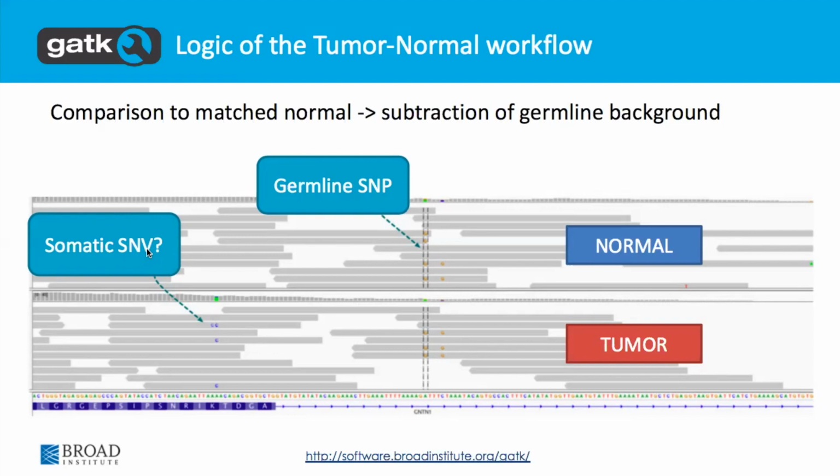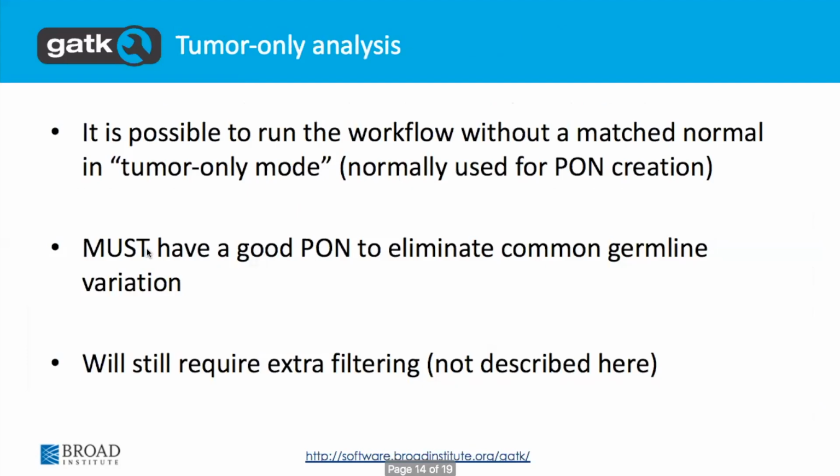If you don't have a matched normal, you can still run what follows. The problem is that you will not have as much power to eliminate the normal variation, and you'll just have to do extra filtering. But having that normal available is very important. And there's the slide that explains it. Now, in all cases, you want to have something called a panel of normals. It has to be extra good if you're doing tumor only, because the panel of normals is going to help you eliminate that stuff.